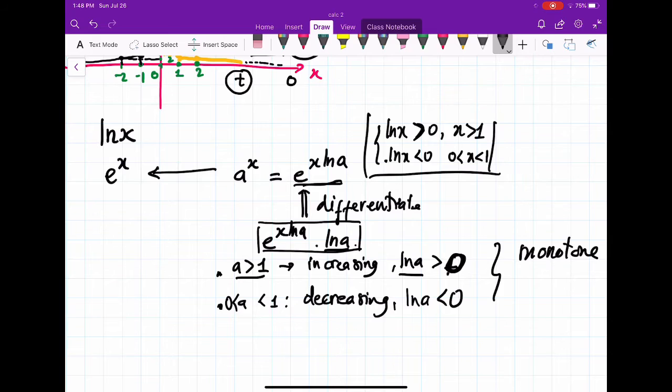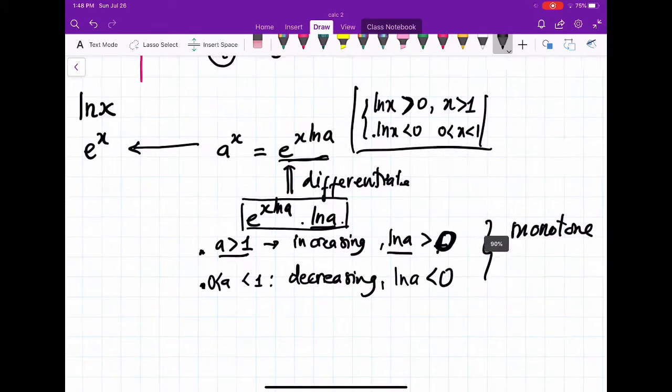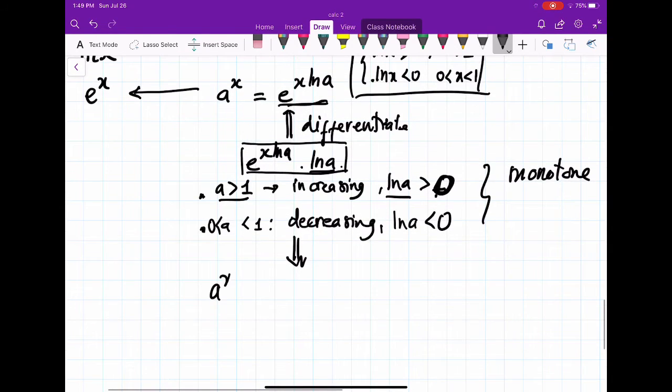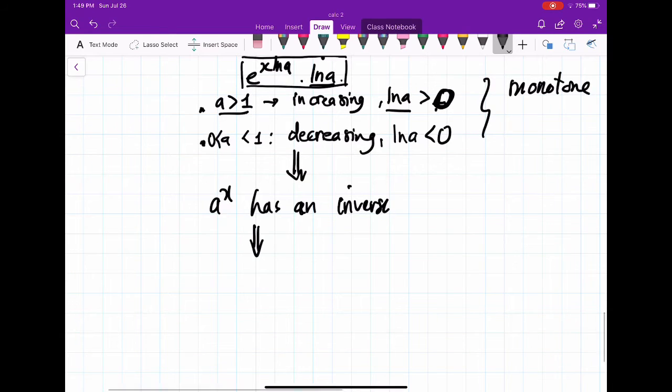So what does it mean? That means it is 1-to-1, right? It's a 1-to-1 function. So the function has an inverse. That is what we need, okay? a to the x has an inverse. So how do we determine that inverse? I would denote this inverse by log base a of x. And that's how we can determine the logarithmic function to the base a.